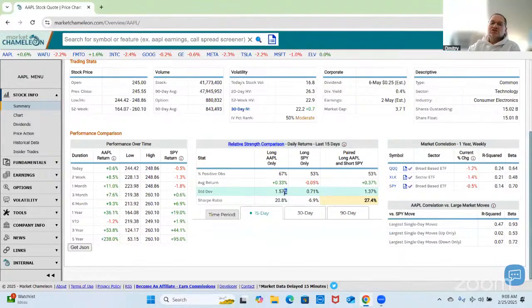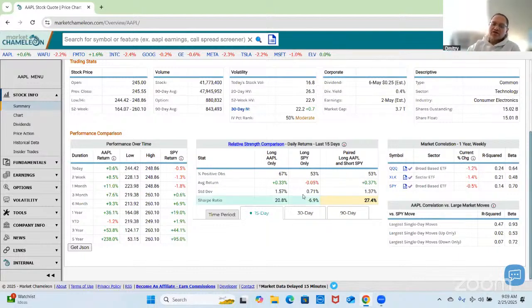Here, this gives us the standard deviation of these returns. And it lets us know how volatile on a daily basis up and down Apple was versus SPY. So it was more volatile. Standard deviation was 1.57 versus 0.71. Okay, so there's movement around that average. So it wasn't 0.33% every single day, because then there'd be no volatility, right? So that's what this is showing us, the volatility.